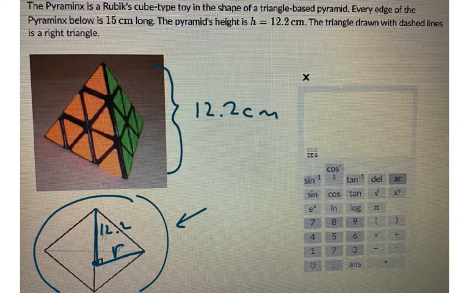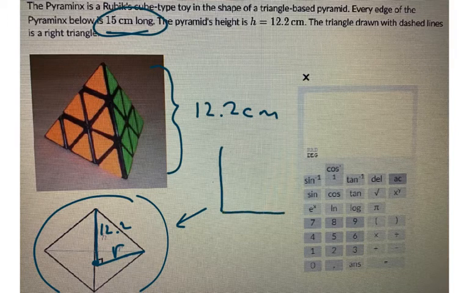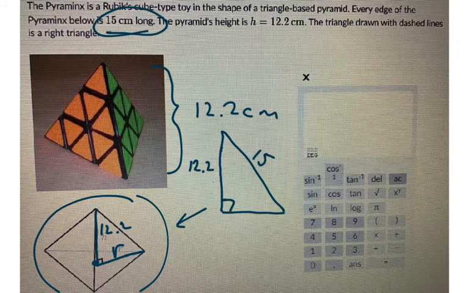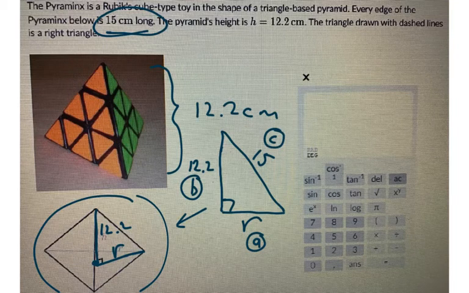So they do tell us, if you look at the words there, that every edge is 15 centimeters long. So does everyone agree or realize that what I have here is really a right triangle? The height is 12.2. The length of the edge is 15. The missing R is right there. So I'm going to call R my A, the 12.2 my B, the 15 must be the C.